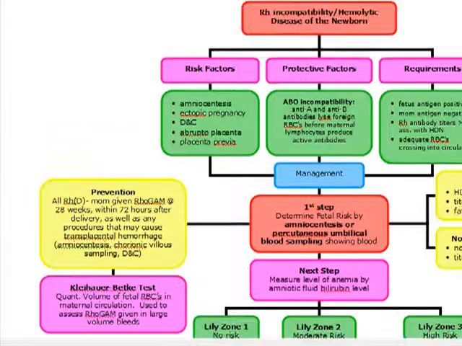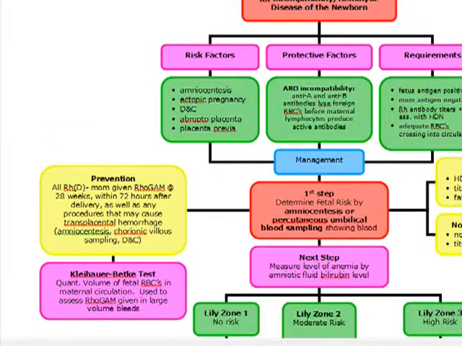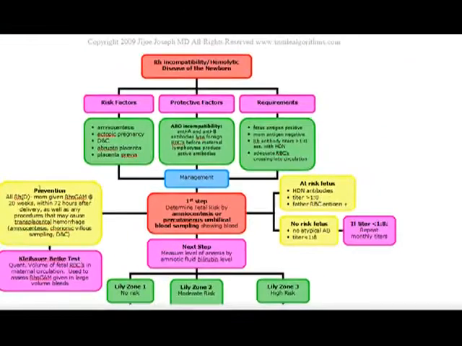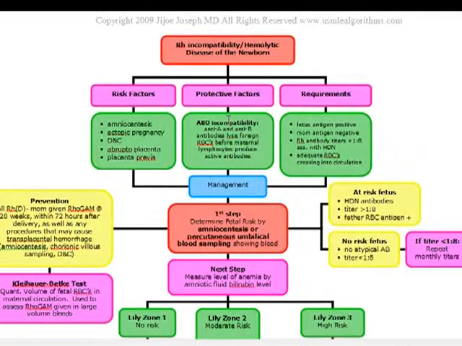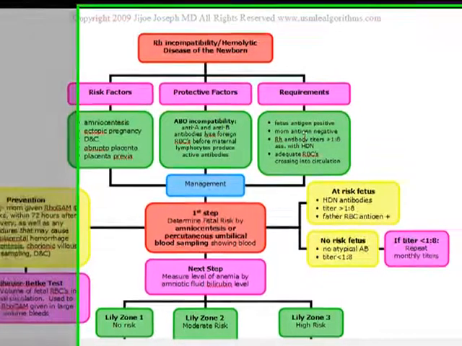So basically, this is what we're responsible for on the test. For Rh incompatibility, we need to know the prevention. All Rh D negative moms are going to be given RhoGAM at 28 weeks and within 72 hours after delivery, and we do this test in large bleeds. Our risk factors are amniocentesis, ectopic pregnancy, D&C, abruptio, and placenta previa. Protective factors, remember, are ABO incompatibility. And all of these have to be positive in order to make a diagnosis.